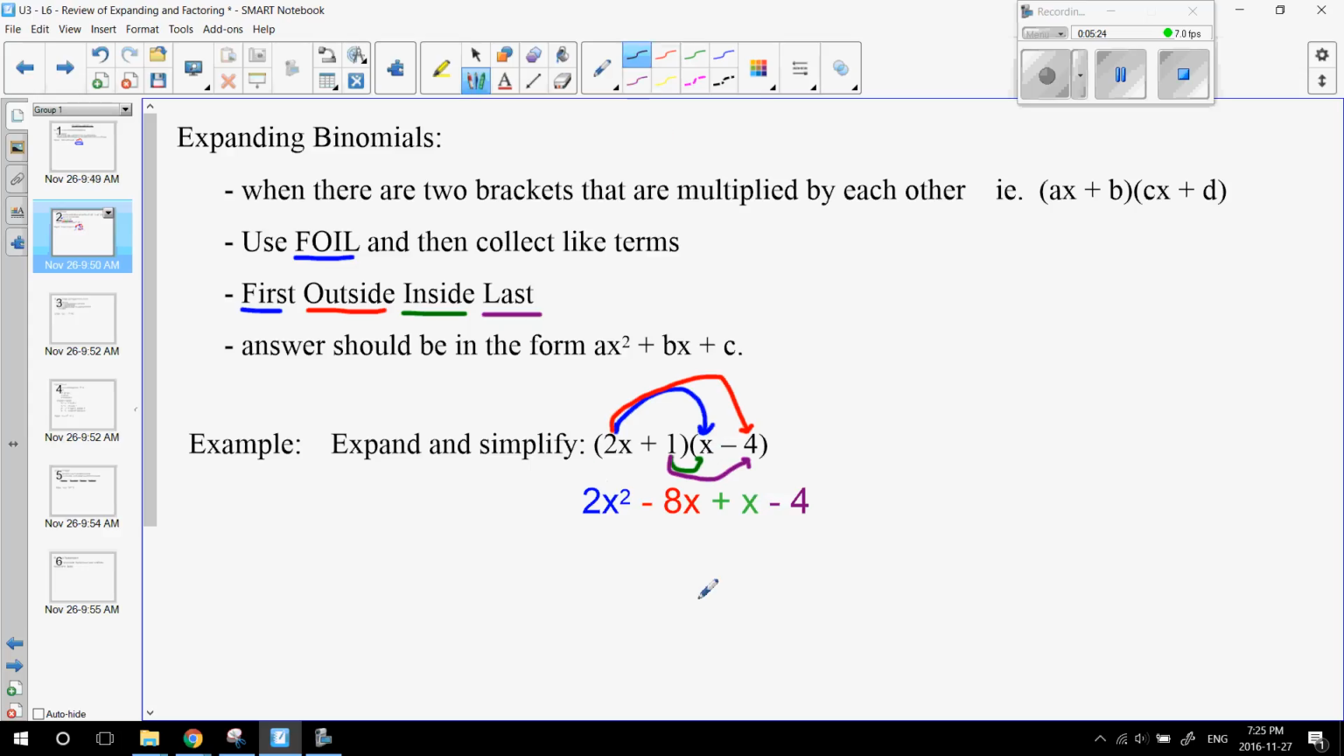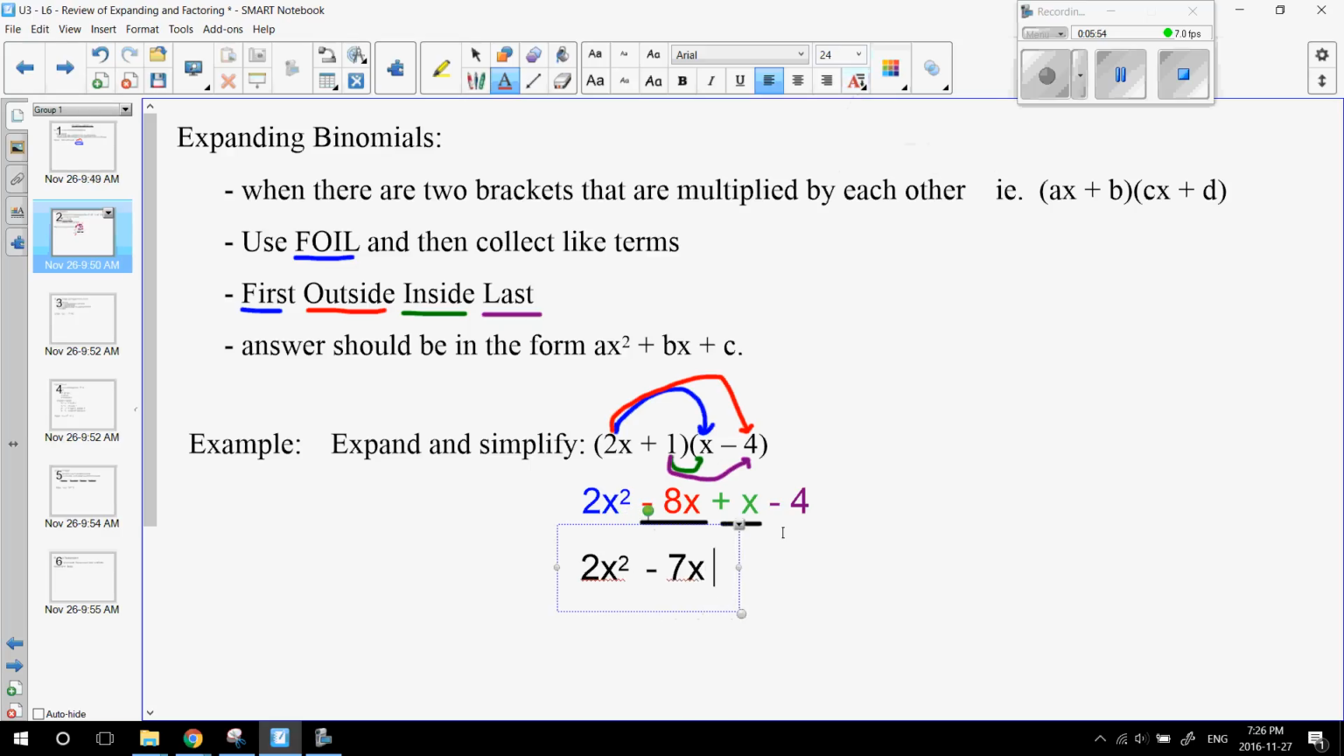Now we have to simplify. And remember, it's always the two terms in the middle that are the like terms whenever we FOIL. So those are the two terms that we're going to simplify together. So we still have our 2x squared out front. Now we can put together the -8x plus a 1x, so that gives us a -7x. And then the -4, it doesn't have a like term, so it just carries down. So now that we've put all like terms together and we have our 3 pieces in our final answer, we are finished.